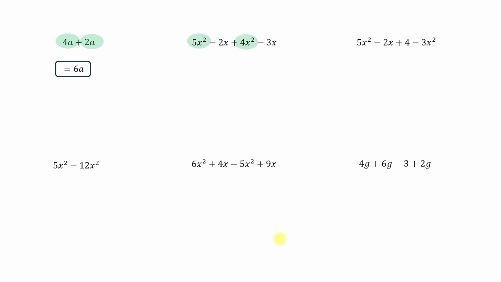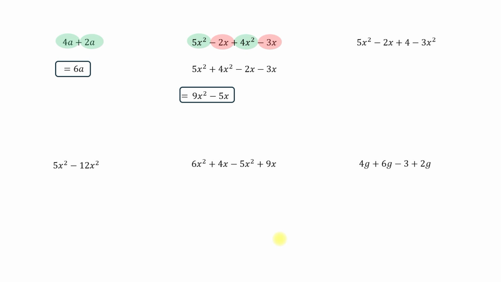We can collect the like terms. 5x squared and 4x squared are like terms. Negative 2x and negative 3x are like terms. We can start by just putting them together next to each other so it's easier to see that they are like terms. 9x squared minus 5x is the final answer.